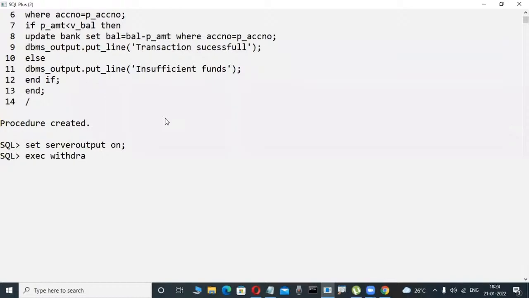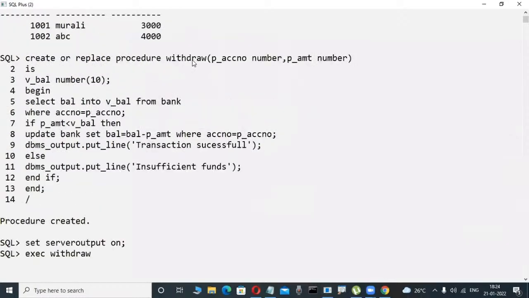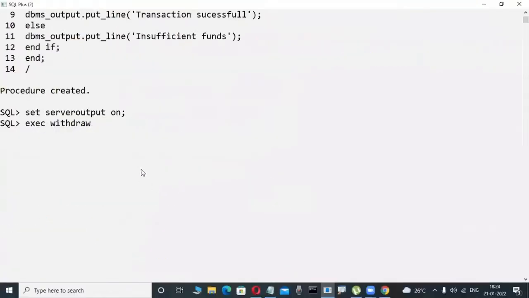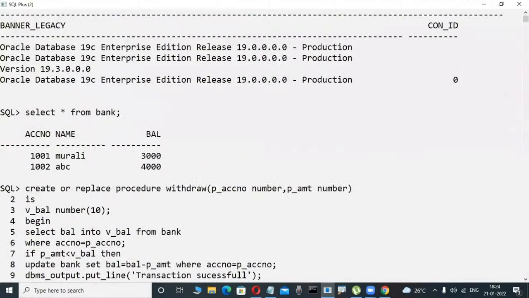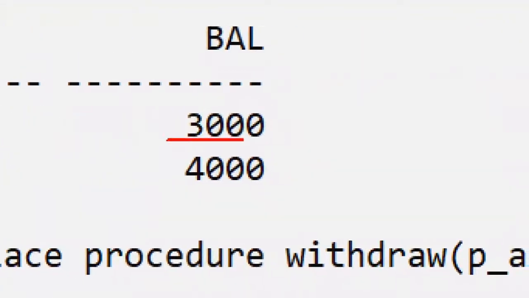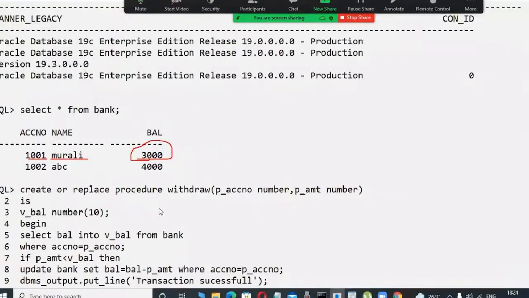Even if you don't have an idea of all these things, just observe here. Withdraw is the name of my program I'm giving. Okay, fine. Here my account number 1001, I'm passing, comma, I try to withdraw 9,000 rupees, for example. Observe my account number in this table, slowly observe. 1001 is my account number. Murali is my name. My balance is how much? 3,000. In my table, 3,000 is the current balance.